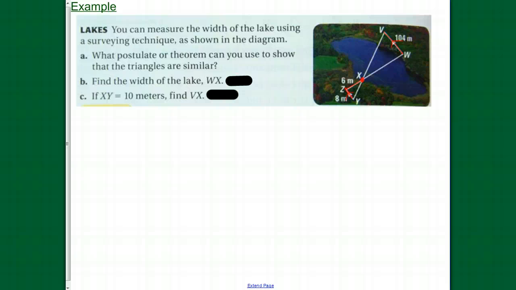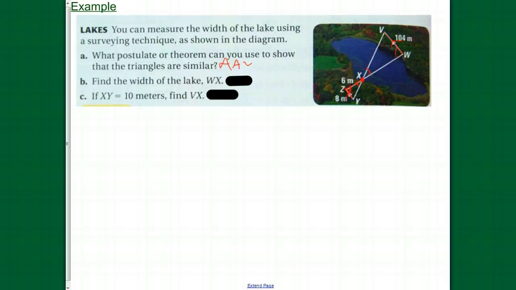Because of these parallel lines, what we have are alternate interior angles. This angle Z, I know it's kind of hard to see with this picture in here, but you have angle Z and angle W, alternate interior angles, because the lines are parallel. Those angles are congruent. And we also have the easier one, we got vertical angles. So this angle here at X and this angle here over the water also at vertex X. Those two angles are congruent. So angle-angle similarity is the reason these two triangles are similar. It says find the width of the lake, WX.